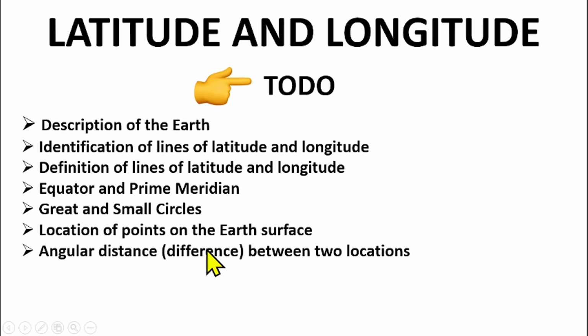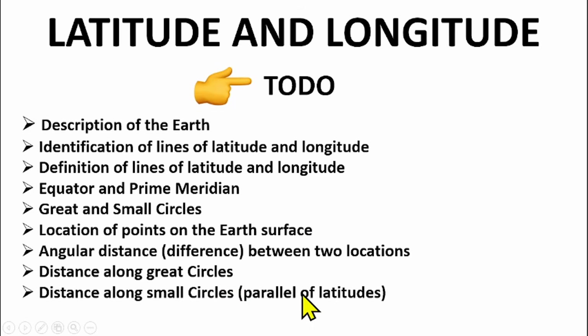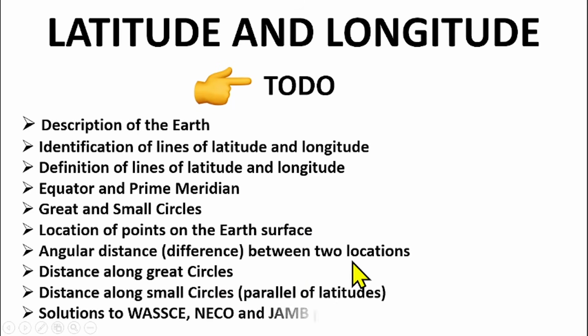Then we are going to be talking about the angular distance, which is also called the angular difference, between any two locations on the Earth's surface. Also, the major reason why we are doing latitude and longitude is to find the distance between any two locations on the Earth's surface, whether along a great circle or along a parallel of latitude, which is also called a small circle. Then we are going to be solving past examination questions, whether NECO or JAM questions, that are related to latitude and longitude.